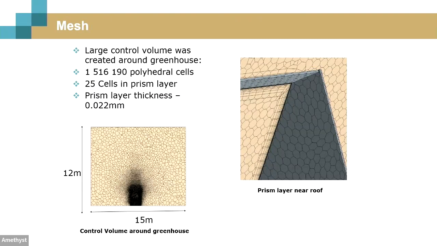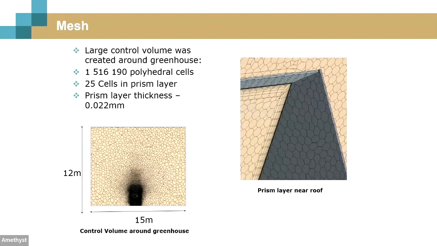Right, so for this 3D model, we had about 1.5 million cells and 25 cells in the prism layer, which you can see there on the right-hand side. And we also modeled a very large control volume around the greenhouse, as you can see in the left corner, to make sure that we don't get any interference from the boundaries on what's actually happening on the inside of the greenhouse, which is the area we are interested in.